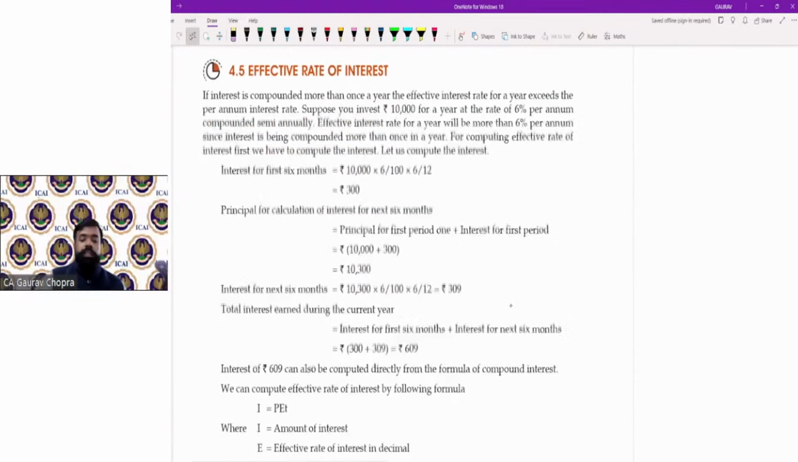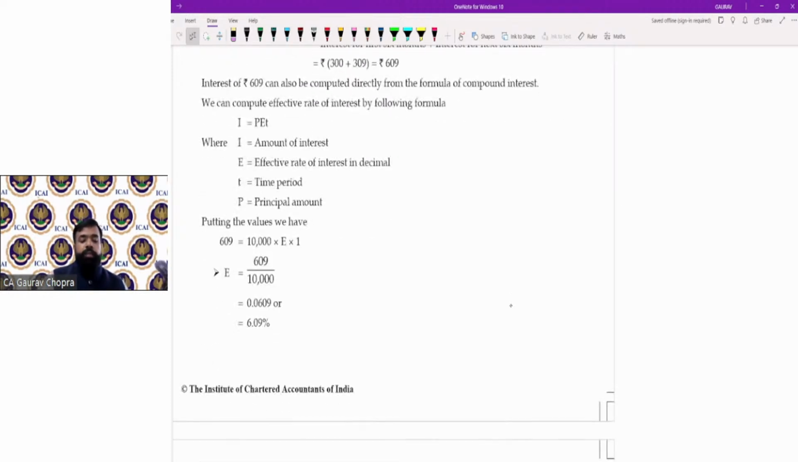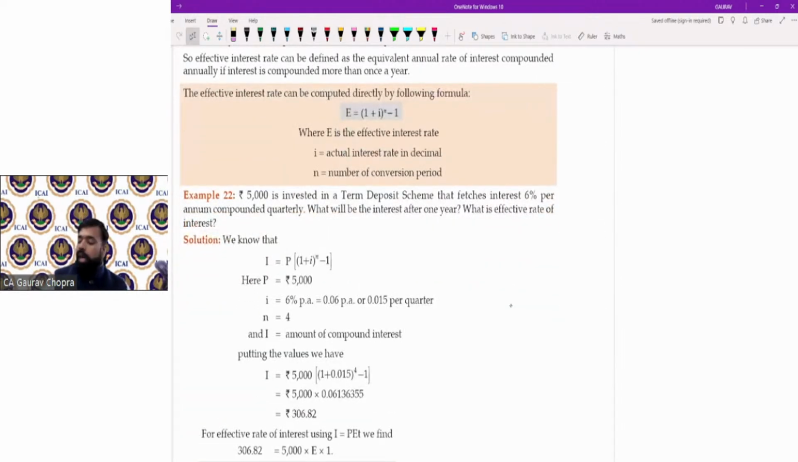Now, next is the effective rate of interest. So up to example number 21 we have covered. Now the next is effective rate of interest. Effective rate of interest can be computed in the easiest manner and the formula is: effective rate is equal to 1 plus I whole to the power of n minus 1. This is the formula for effective rate. Now, what is the effective rate? When we are using compounding system, we receive interest on interest.